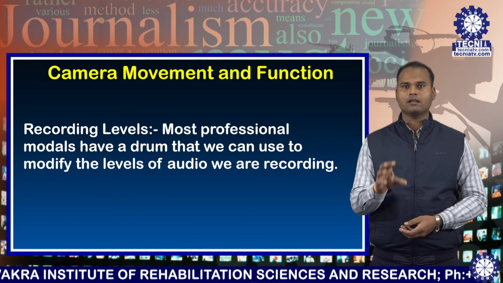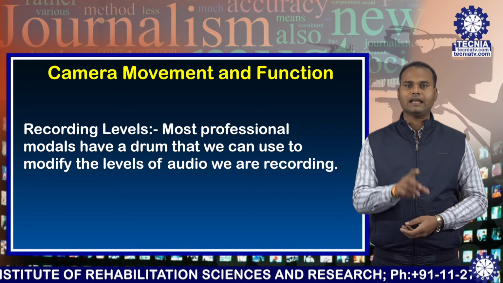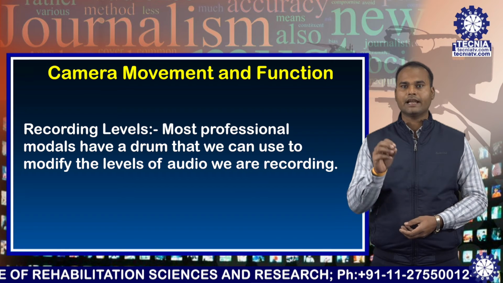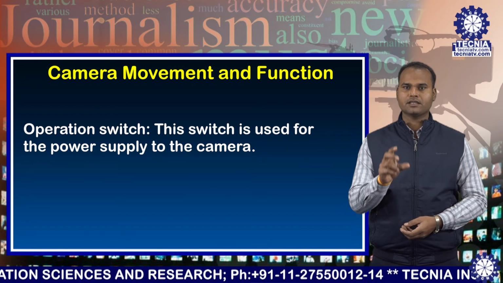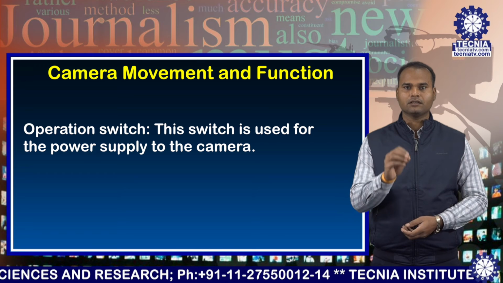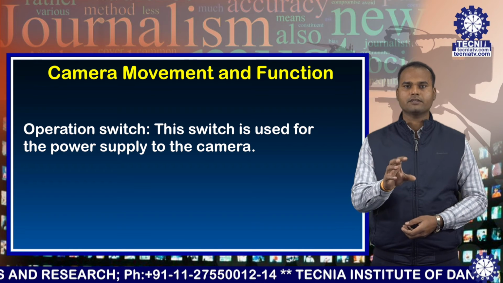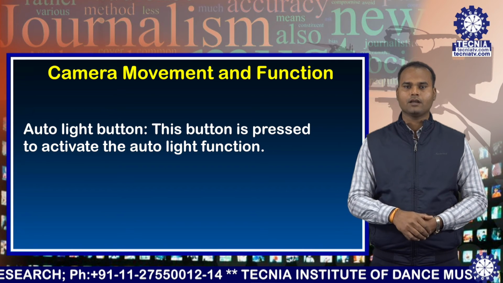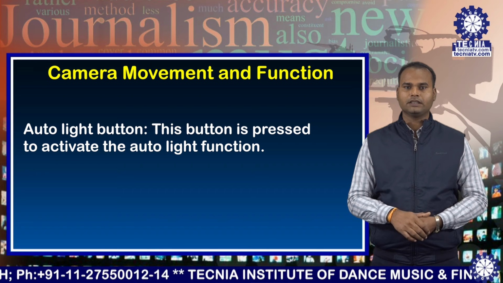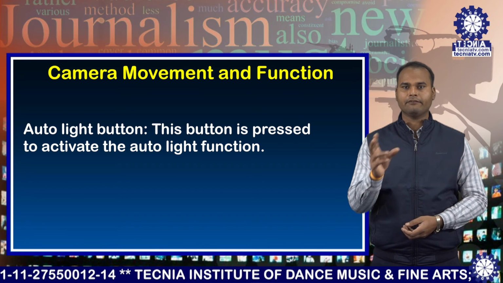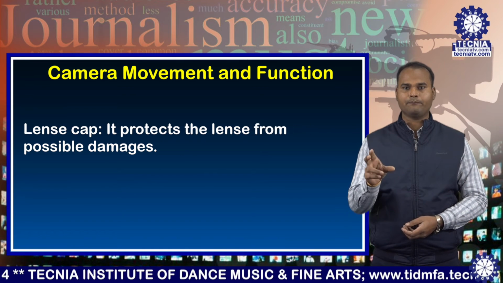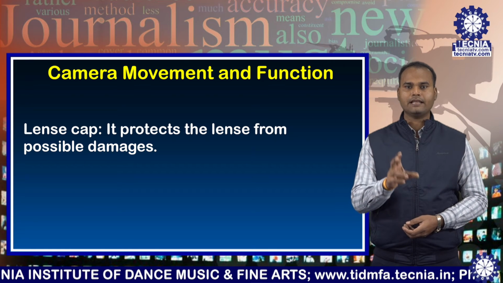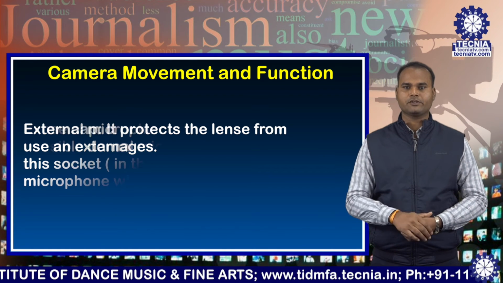Recording levels. Most professional models have a dial that we can use to modify the levels of audio we are recording. Operation switch. This switch is used for the power supply to the camera. Auto light button. This button is pressed to activate the auto light function. Lens cap. It protects the lens from possible damage.